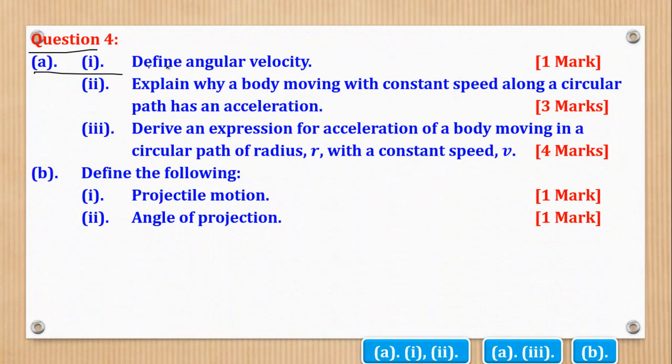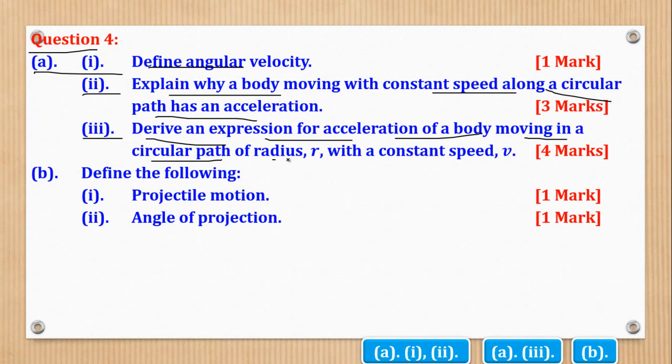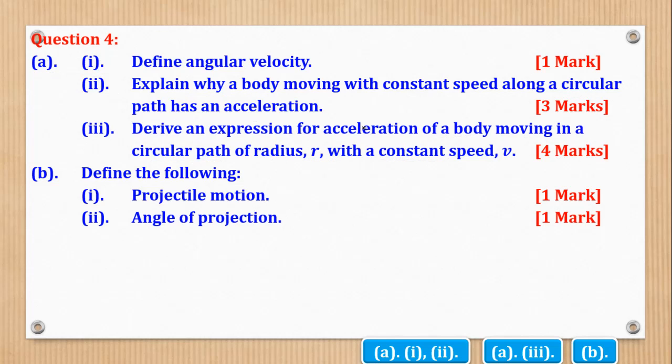Question 4 part A Roman 1 says, define angular velocity. And Roman 2, explain why a body moving with constant speed along a circular path has an acceleration. And Roman 3, derive an expression for acceleration of a body moving in a circular path of radius r with a constant speed v. So let's start with Roman 1.